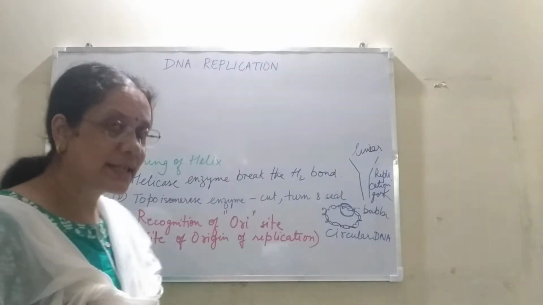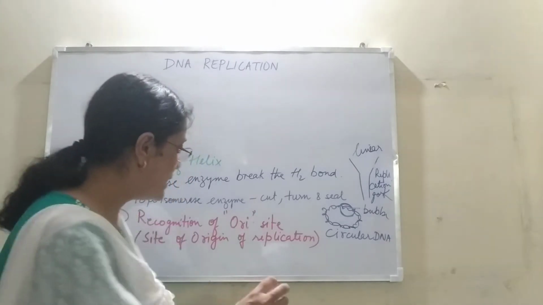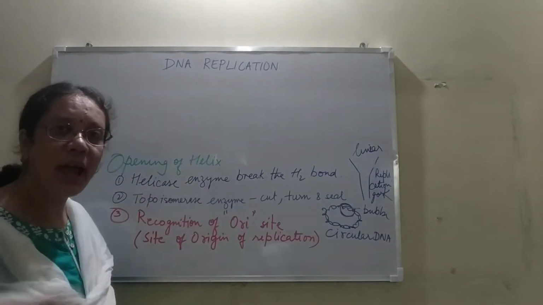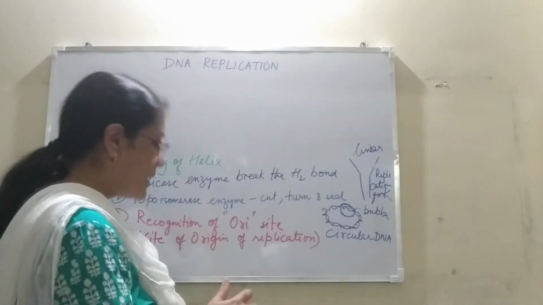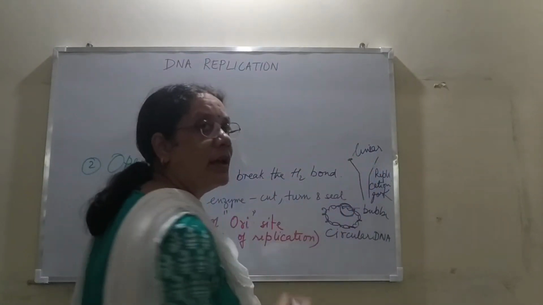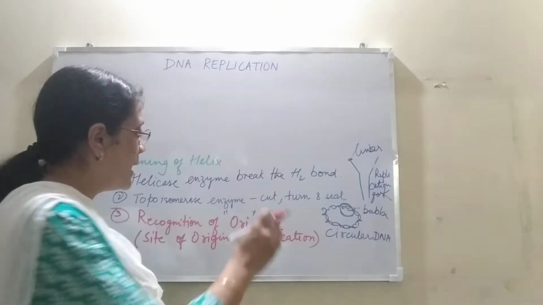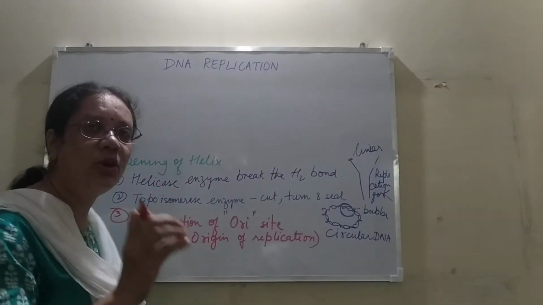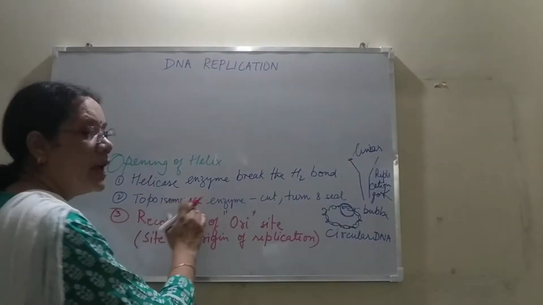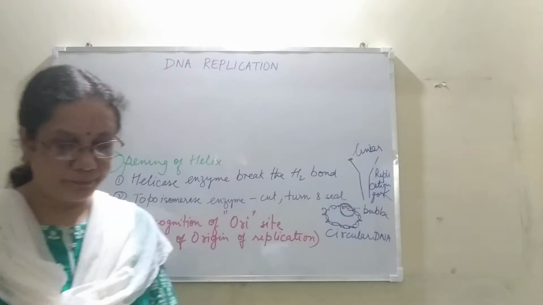So first, the site has to be recognized where this enzyme is going to act. The place where this is going to open up, this region is known as the ORI site, where the first enzyme, helicase enzyme, is going to act. And then comes the next enzyme, that is topoisomerase enzyme.